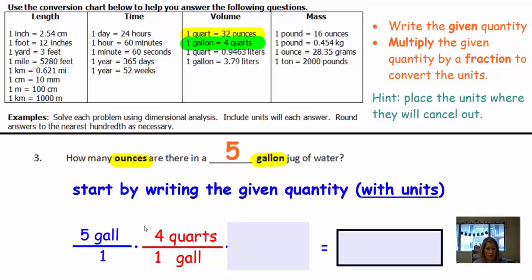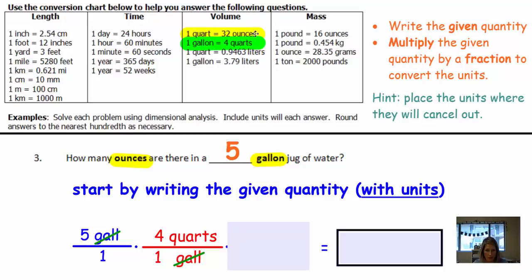All right, let's do our cross off. You can wait till the end, or you can do it now. Once we've done our multiplication, and I'm going to wait on that until the very end, now we've got quarts. Now we need to still go from quarts into ounces. We're not quite done yet.